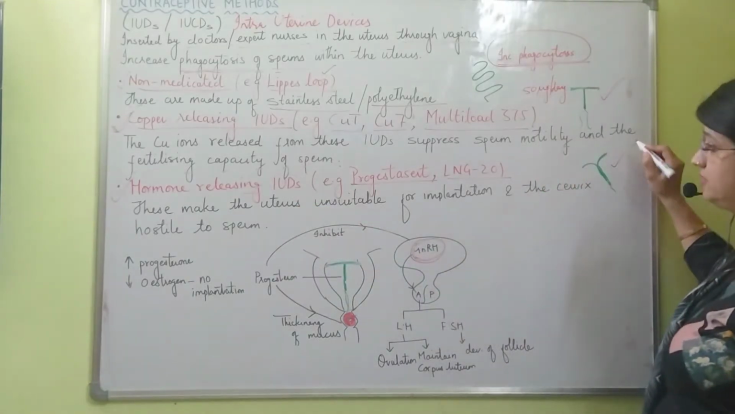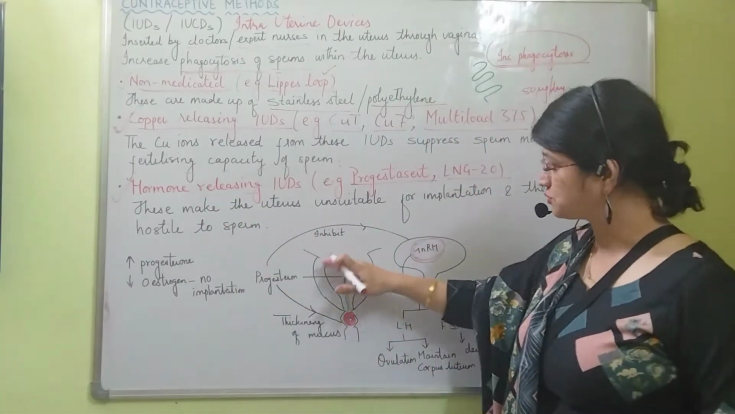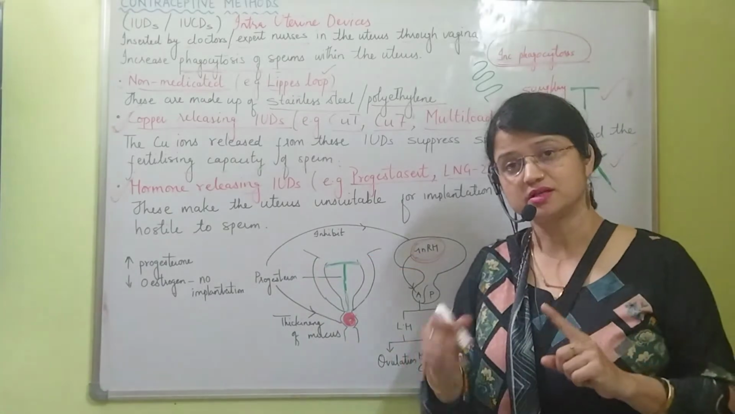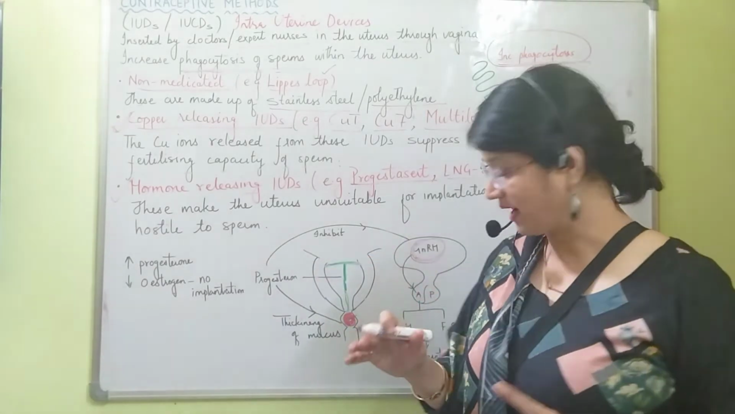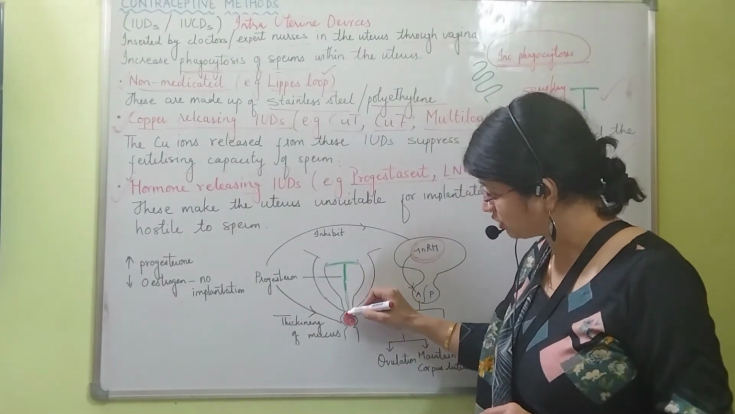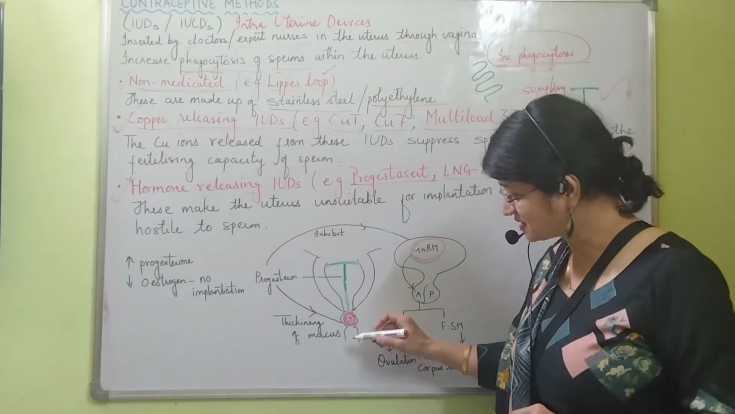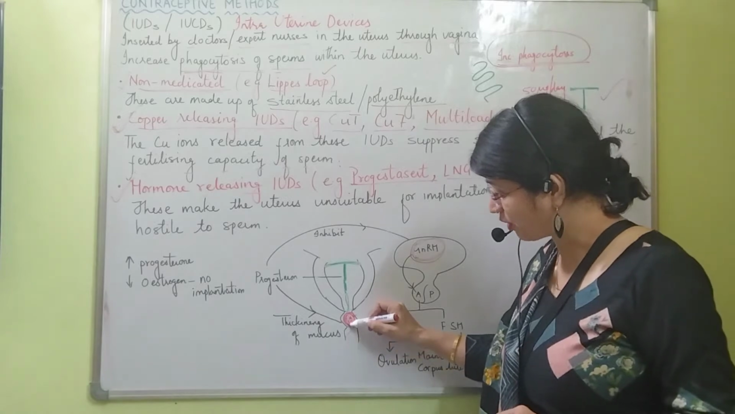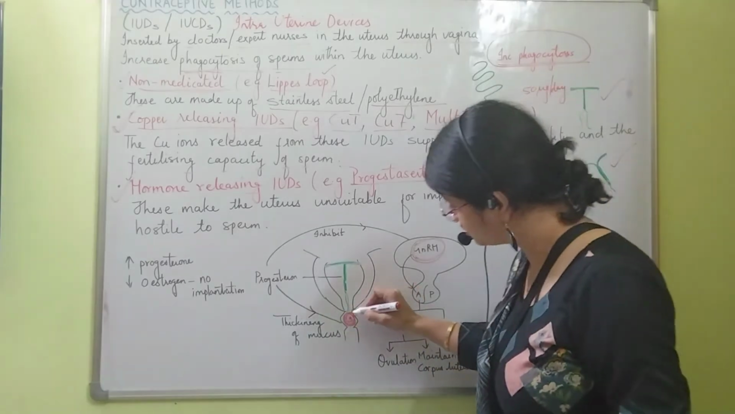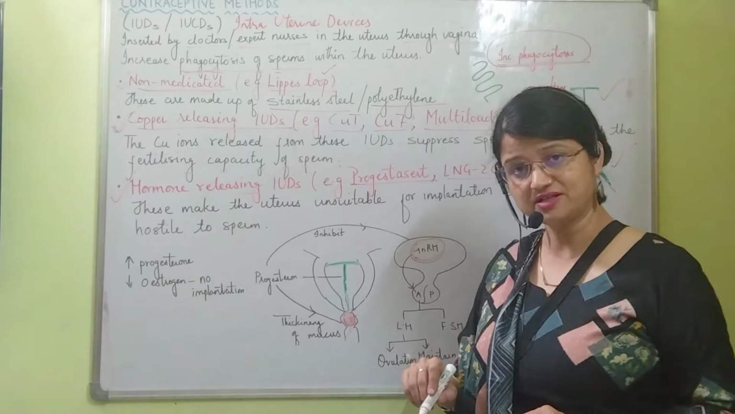Here I have drawn a hormone releasing IUD. Now what do they do? First, they make the uterus unsuitable for implantation, and also they cause thickening of mucus in the cervix region. As a result, there will be a problem for the sperm to enter the uterus due to this mucus plug. So there will be thickening of the mucus in the cervix region.